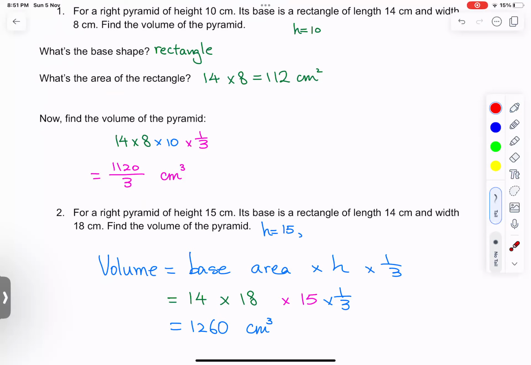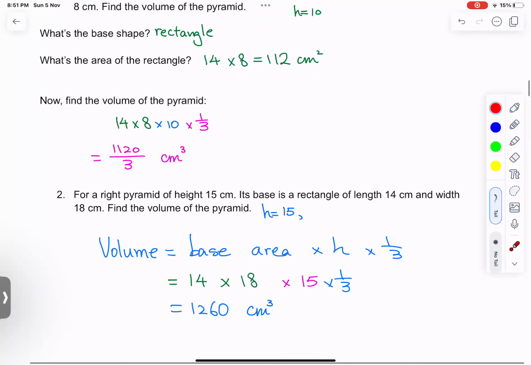And then again, you need to find the volume of a pyramid. Now, of course, I'm getting lazy already, right? So whenever I'm lazy, what do I do? I copy paste. So volume is base area times height times 1/3. What's our base? Base is a rectangle. I'm just doing this for your muscle memory, okay, guys? So do whatever you can.